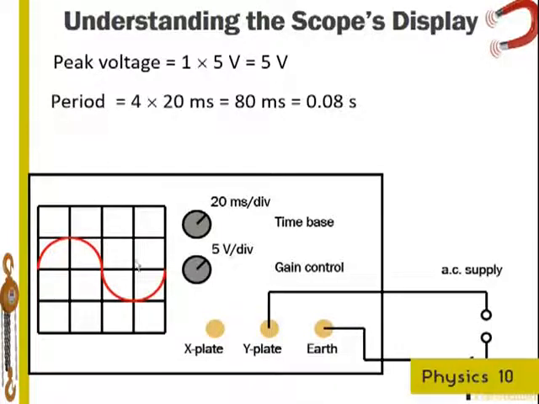So we can work out the period because we have 4 divisions going across the screen, and 4 times 20 milliseconds is 80 milliseconds, which is equal to 0.08 seconds. And the divisions going upwards, we can see that the amplitude, the peak, is 1 division, which is equal to 5 volts. So 1 times 5 gives you 5 volts.